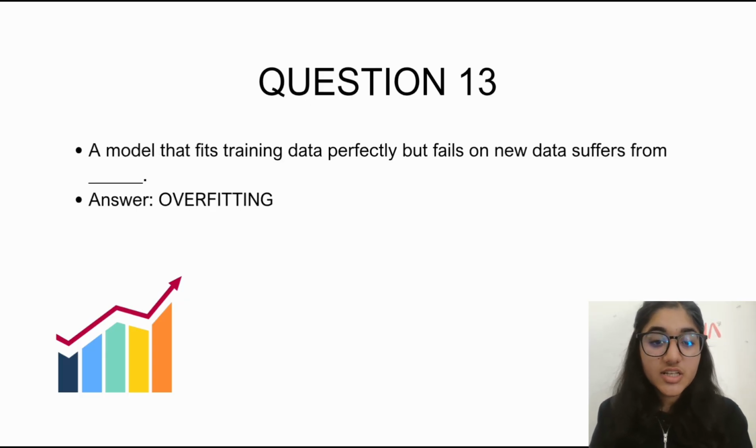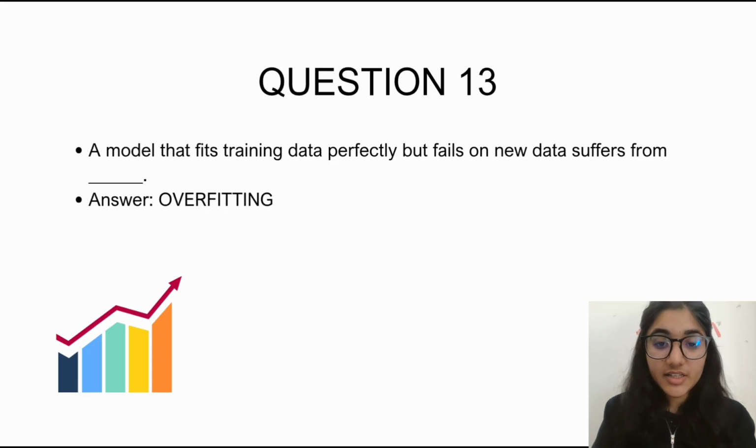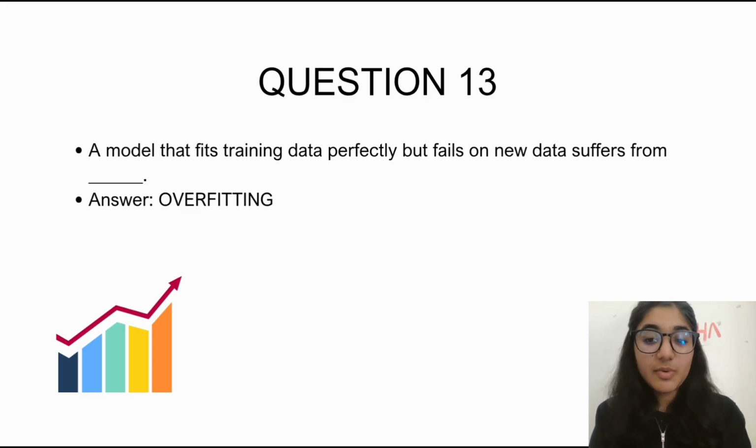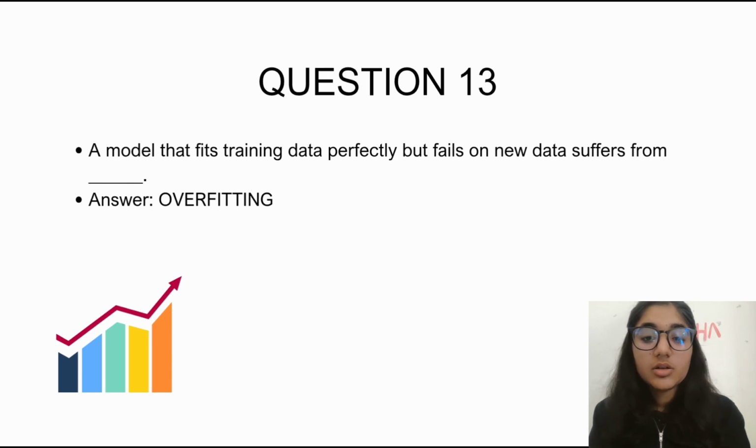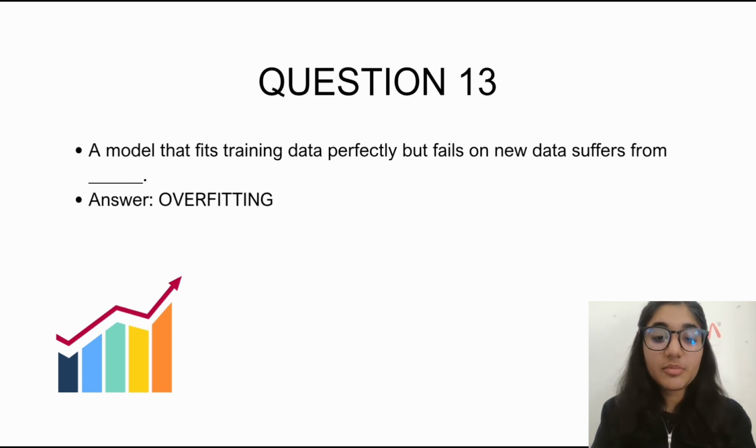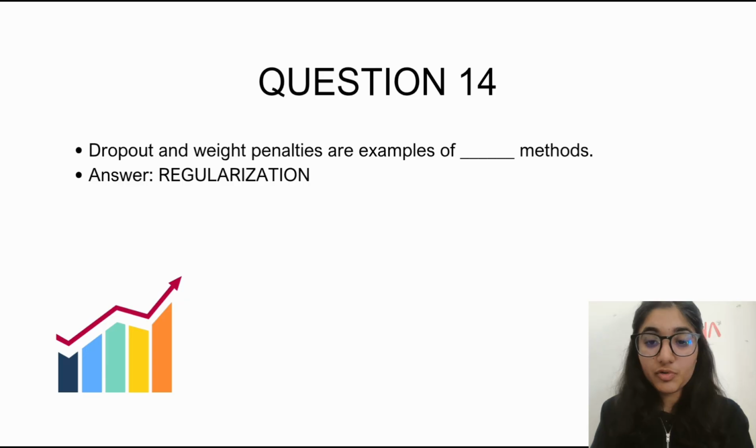Then the 14th question is, dropout and weight penalties are examples of which methods? So the answer is regularization. The 15th question is, training multiple diverse models to improve accuracy is known as which learning? So the answer is ensemble learning.